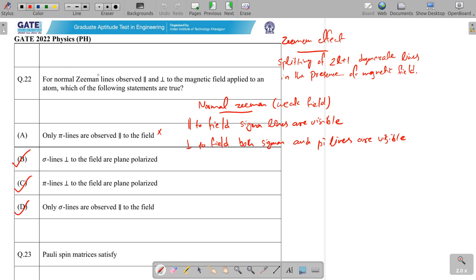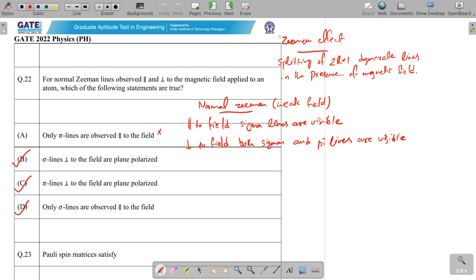For normal Zeeman lines observed parallel and perpendicular to the magnetic field applied to an atom, which of the following statements are true? Picking it. This question paper, overall, I was feeling there are not many questions like this, like pick the right answer statements, true statements.